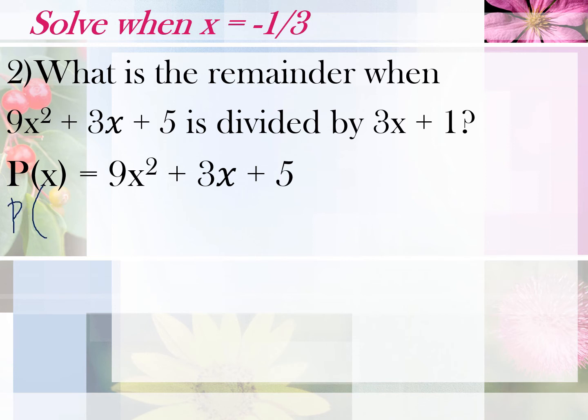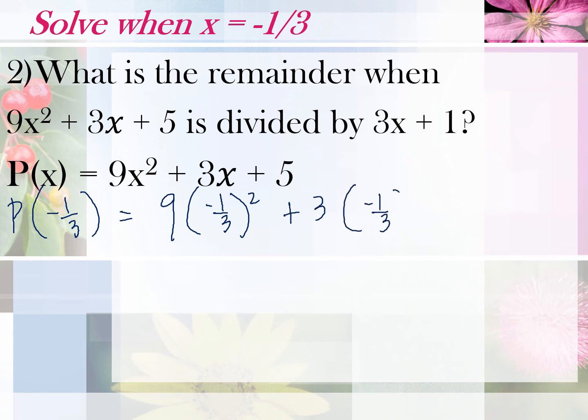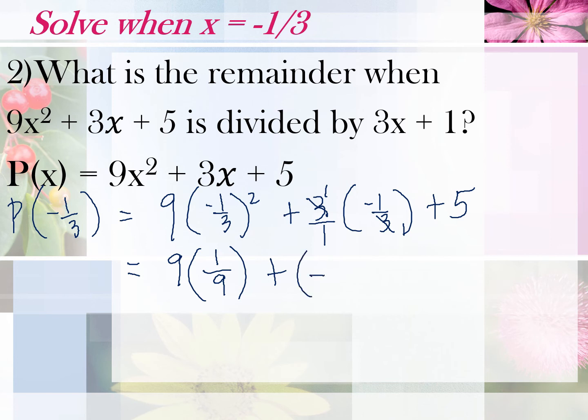We have p of negative 1/3 is equal to 9 times negative 1/3 squared plus 3 times negative 1/3 plus 5. Then, simplify natin yung exponent. We have 9 times negative 1 times negative 1 is positive 1. 3 times 3 is 9. And then, dito naman, lagyan lang natin ng denominator yung 3 na whole number. So, that is 1. Then, we can now proceed to cancellation. 3 divided by 3 is 1. 3 divided by 3 also is 1. Then, 1 times negative 1 is negative 1.